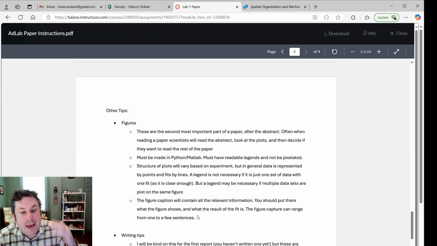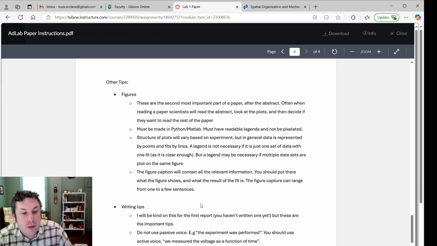And then I say here, the figure caption contains the relevant information. You can put the fitting parameters in here. You can say where the fit comes from again, because people are going to read the figures outside the context of the rest of it. So the figure caption helps you make the figures stand alone. They can be one sentence or a couple of sentences. I'll show you an example where I have really long ones.